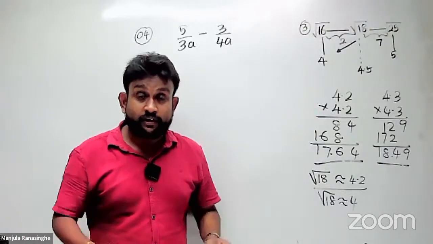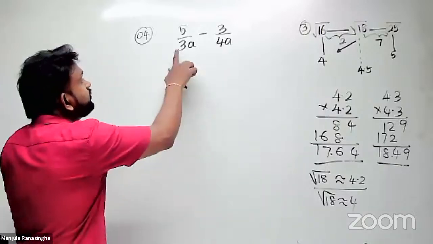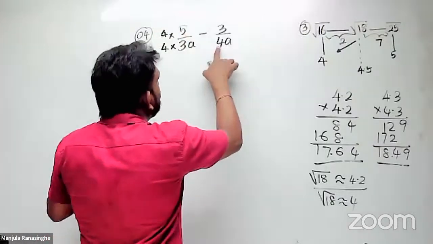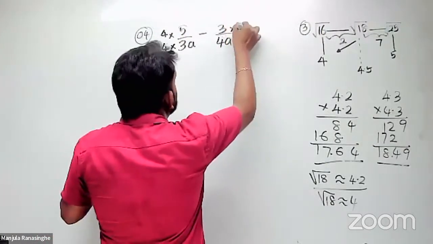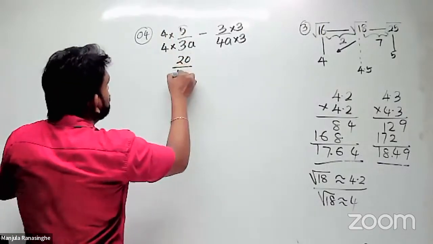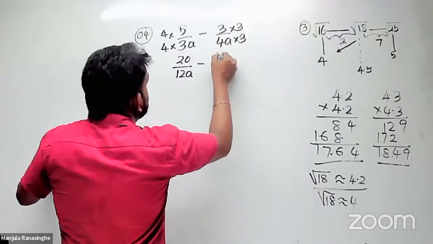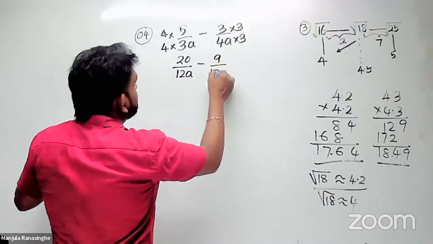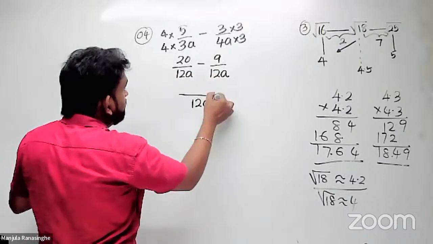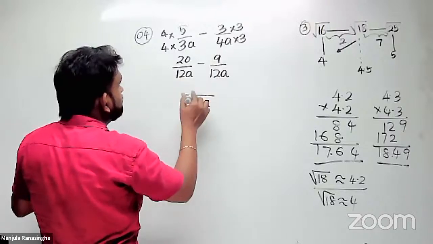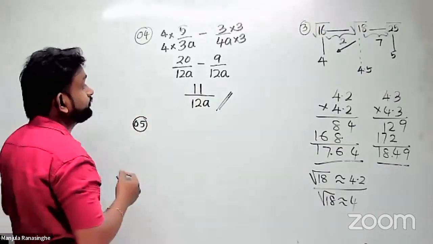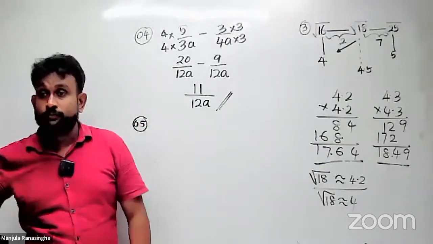That is 12. So you need to make 12, just multiplying 3 by 4, both the sides. And to make 4 to 12, just multiply 3 by both the sides. Right. So now 4 into 5, 20 upon 12a minus 9 upon 12a. Now that is same. So you can make the same denominator and subtract. 20 minus 9 means 11. So the answer is 11 upon 12a. Okay.